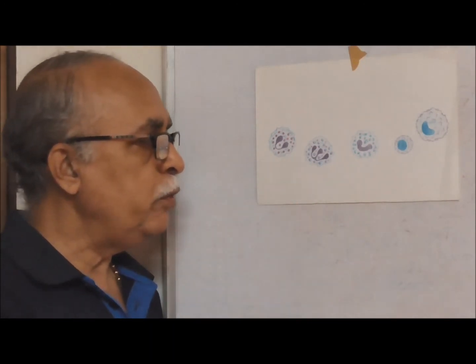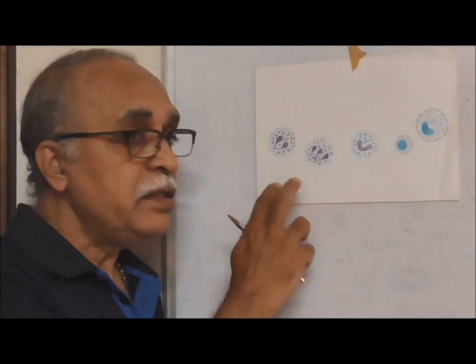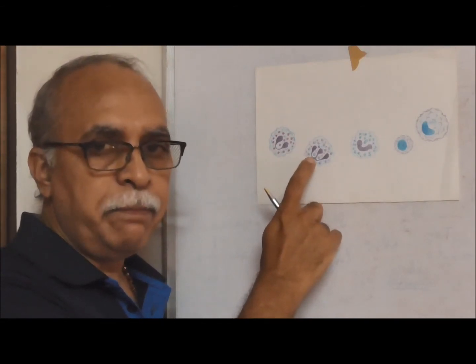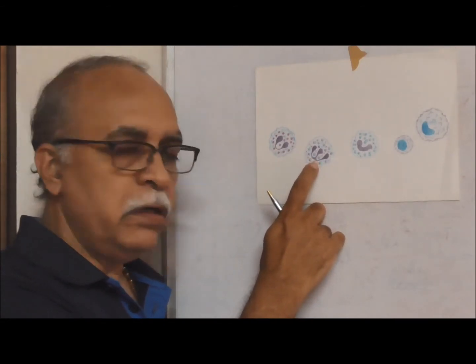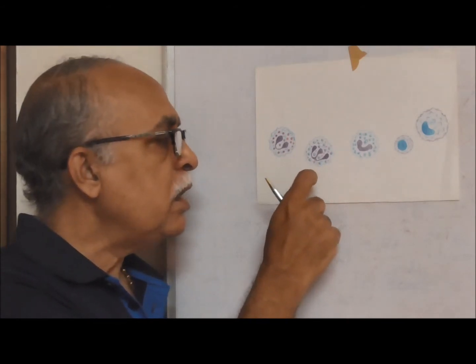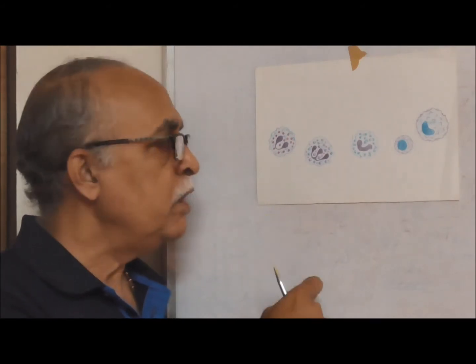And the third type is neutrophil, as I said, the multi-lobe nucleus, a large number of granules. These are the largest in number, about 60-65% of WBCs will be this type. The diameter is about 10 to 12 microns, and they can engulf and destroy bacteria and fungi.